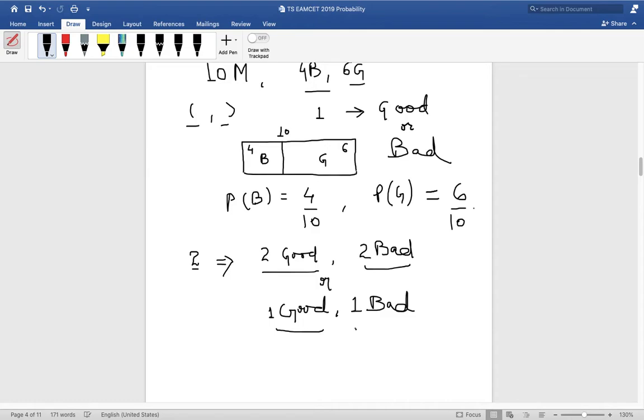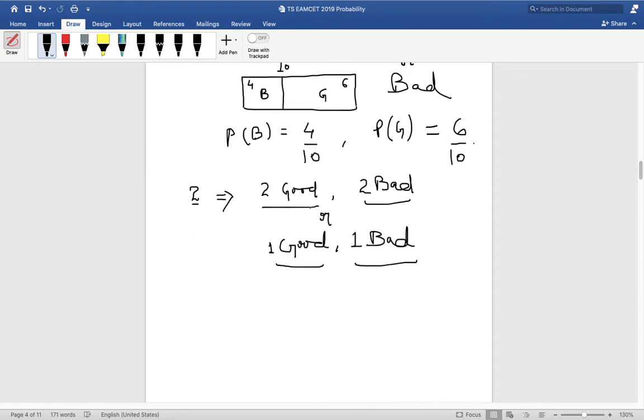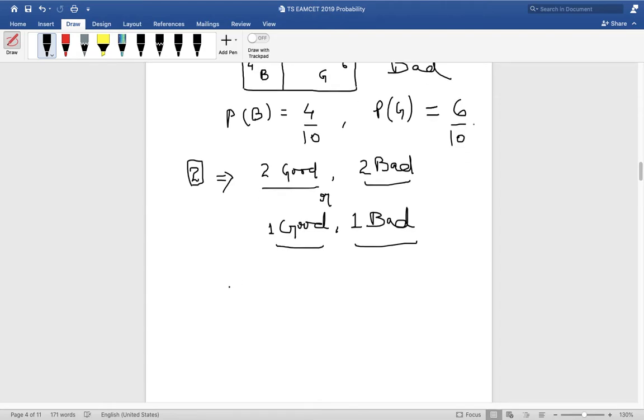And one mango will be good, one mango will be bad. There is no other option than these three. So when I'm choosing two mangoes at random, let us make a set for these. When I'm choosing two mangoes, what are the total possibilities out of 10 mangoes?